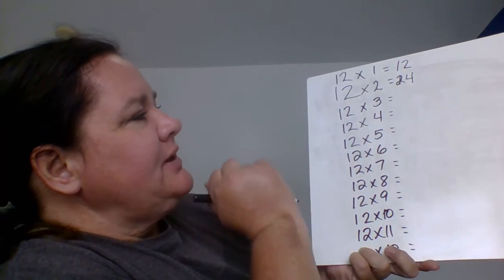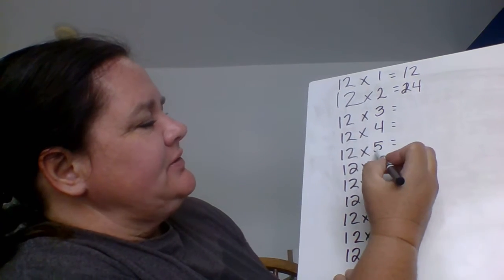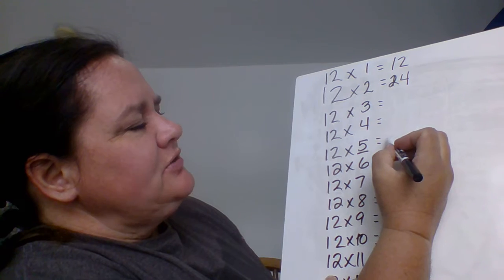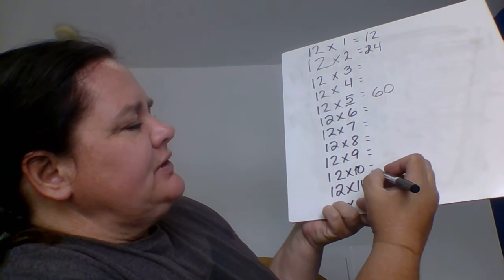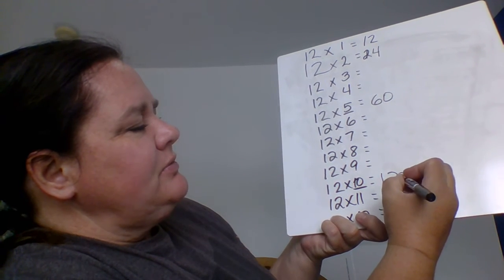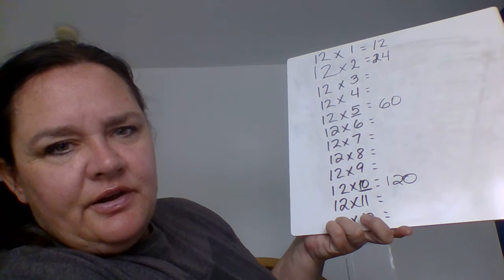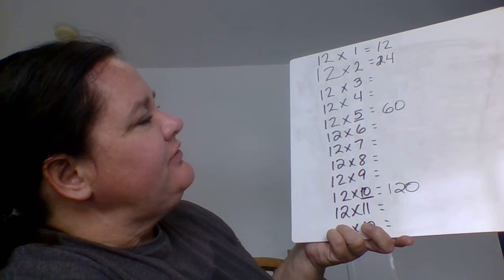Things get a little more complicated once you go higher, but you guys all know your 5 times tables. So you can figure out that 12 times 5 is 60. You also know all your tens, so you can figure out easily that 12 times 10 is 120. And then from there, you can add or subtract 12 depending on what you're trying to figure out.